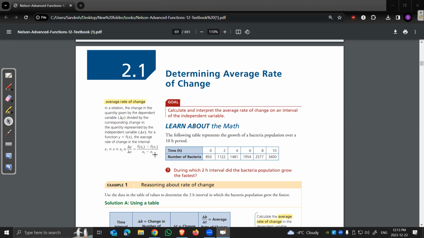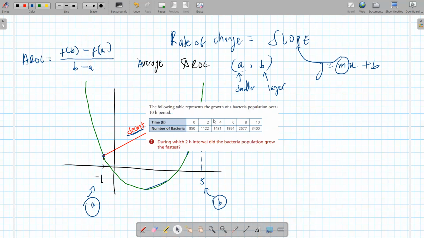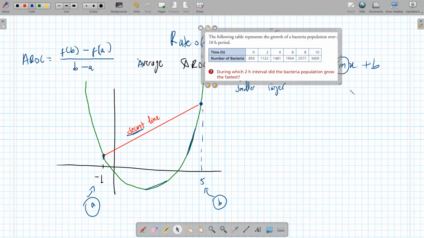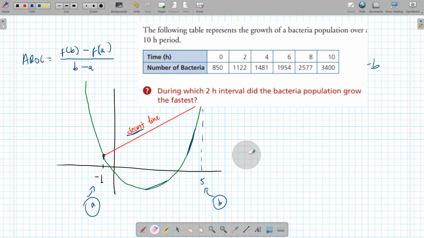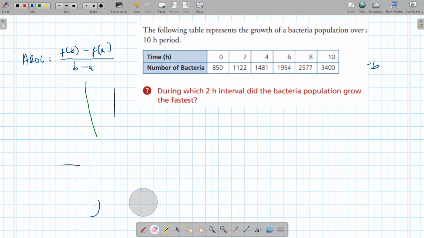Sometimes they will give you a table of values. Sometimes they will give you a curve. It doesn't matter. The formula is going to be exactly the same. So over here, we don't really need anything else. We're given a table of values. Looks like the function is increasing, and the question is asking us, during which 2-hour interval did the bacteria population grow the fastest? Now they're asking for an interval. Interval is an average rate of change, if they ask you for the rate of change over an interval.